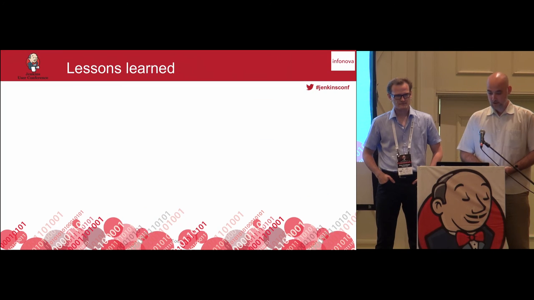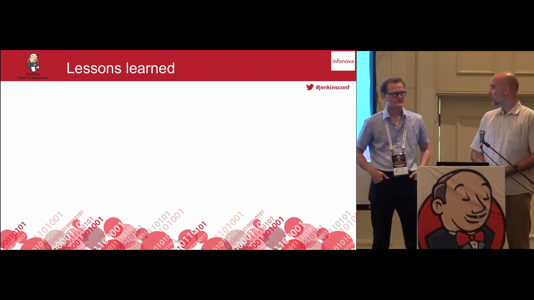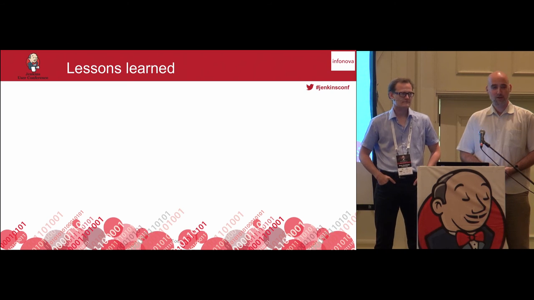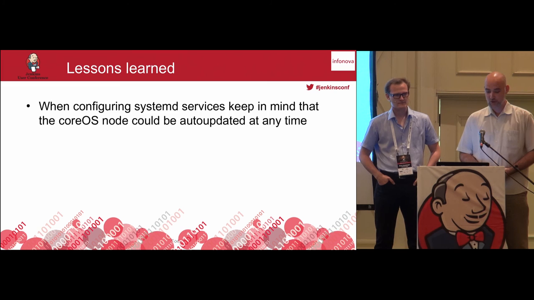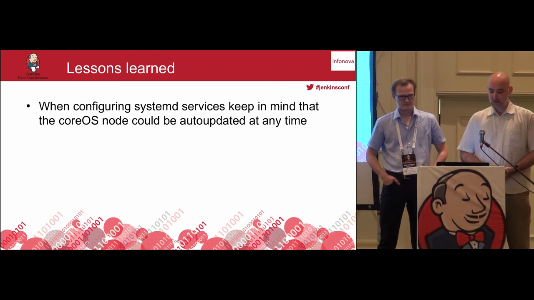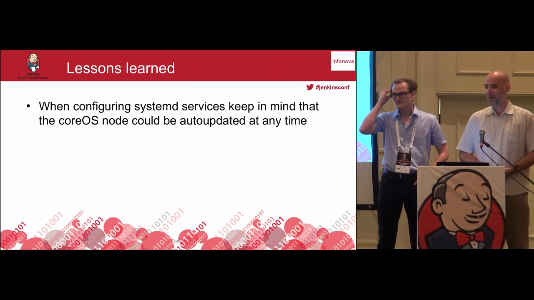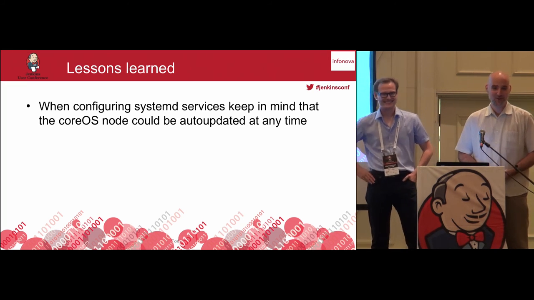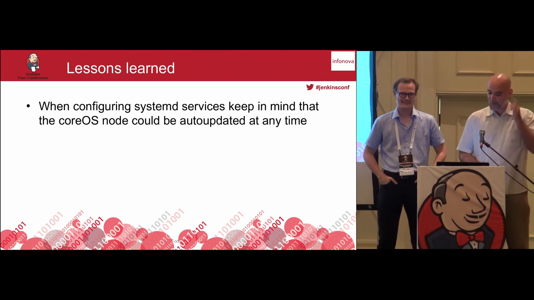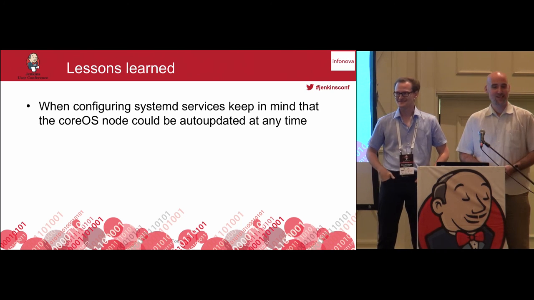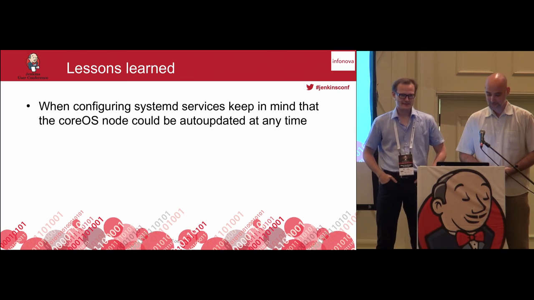And what are our lessons learned for changing from a static slave approach to a dynamic slave approach is when you configure your systemd services, keep in mind that your core OS nodes are actually performing an auto update and turn those services off. So make sure that your services and running Jenkins slaves are resilient to this.